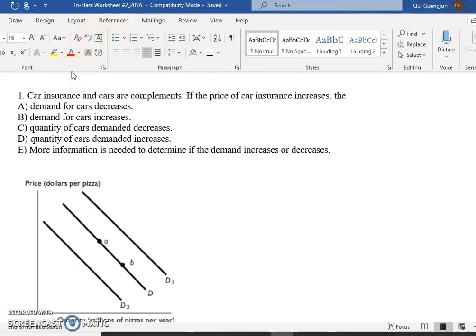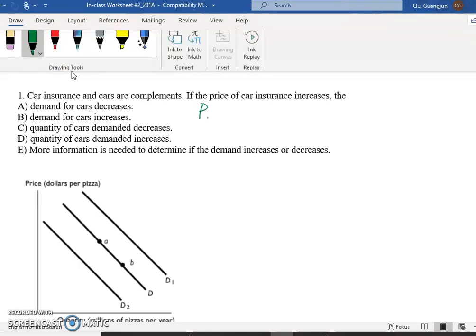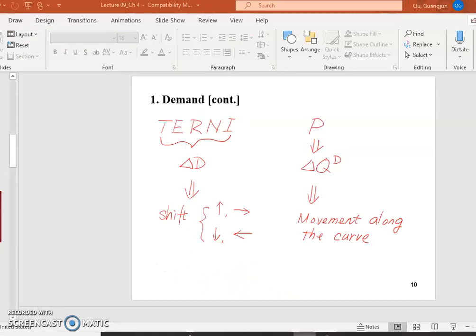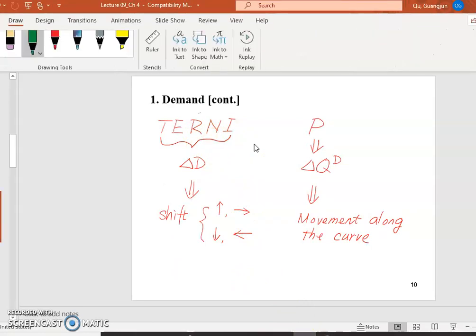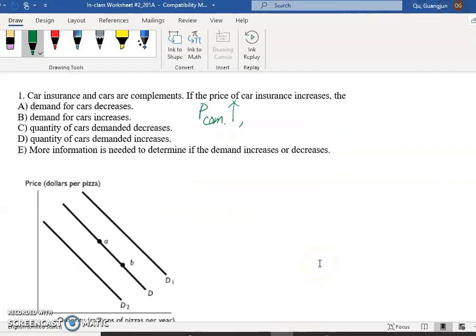So here, what we would say is if the price of the complement goes up, now, in our TERNIP, here, that means R, right? Here, R changes, so it leads to a change in demand. So it's got to be that demand for cars would go down.